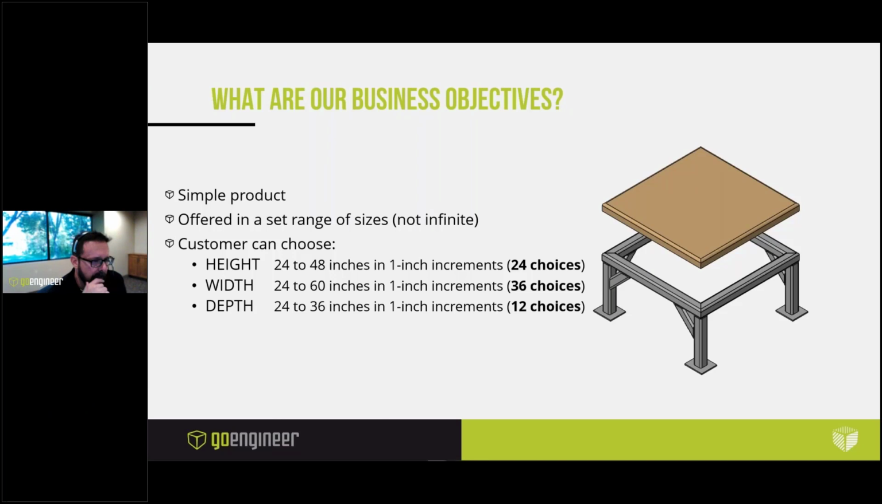So we have this simple product. We've got this table, which comes in a range of sizes. So you can see the height, the width, and the depth choices. It's even inch increments, not an infinite number of choices. Customers can't pick any wild size they want. We offer it in a range of sizes. So 24 choices for height, 36 for width, and 12 choices for depth. Okay.